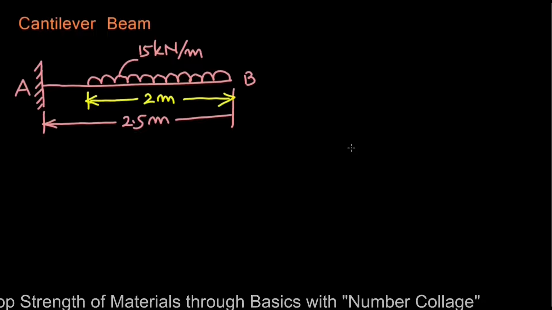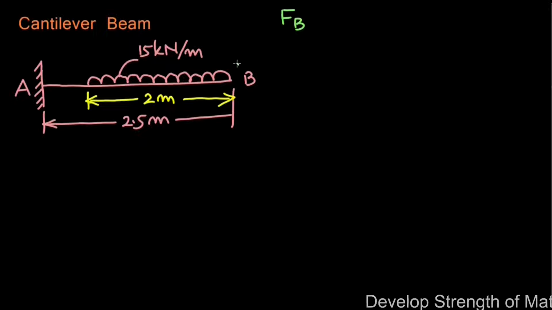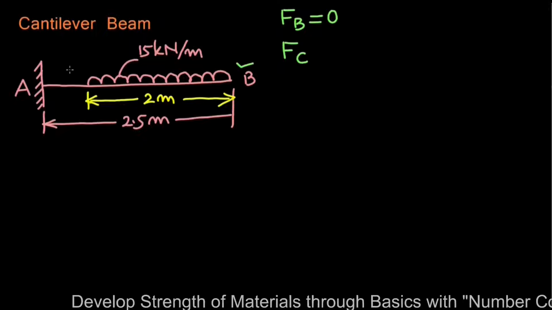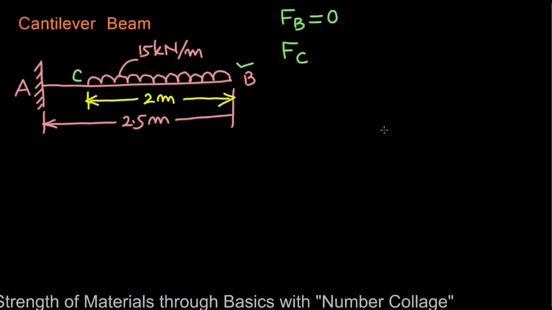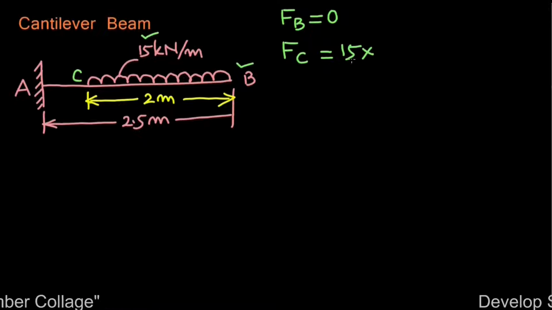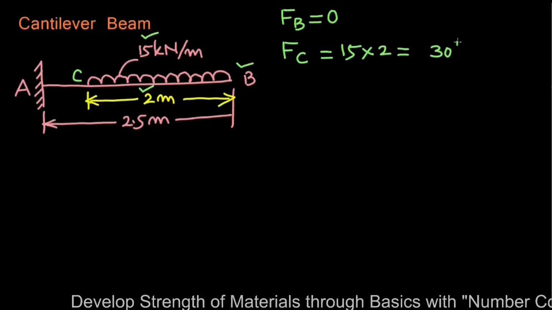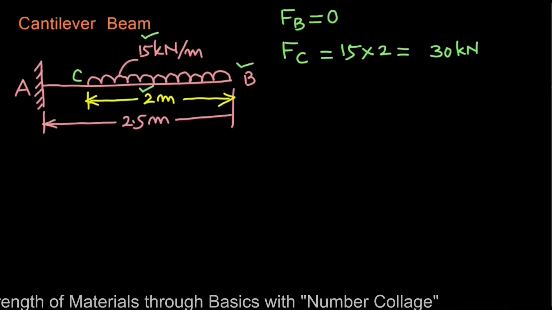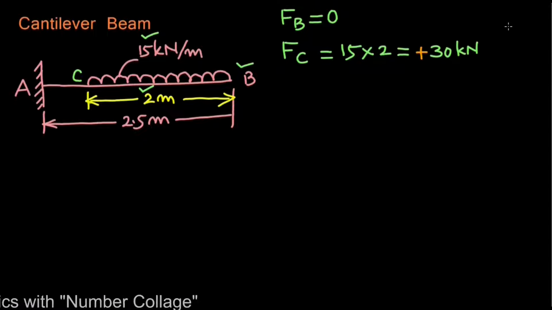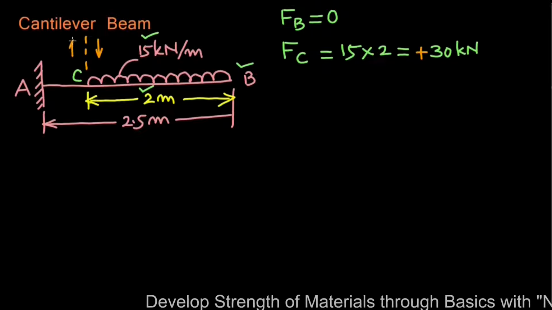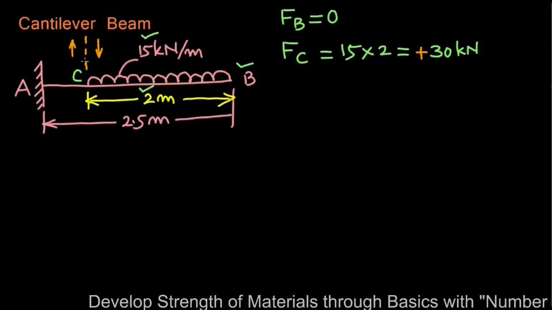For this beam, the shear force FB at the free end B is 0. The shear force FC at the point C will be 15 multiplied by the span 2 meter, which will be 30 kilonewton, and it will be plus, according to the sign convention, downward force to the right, upward force to the left of the section at C.